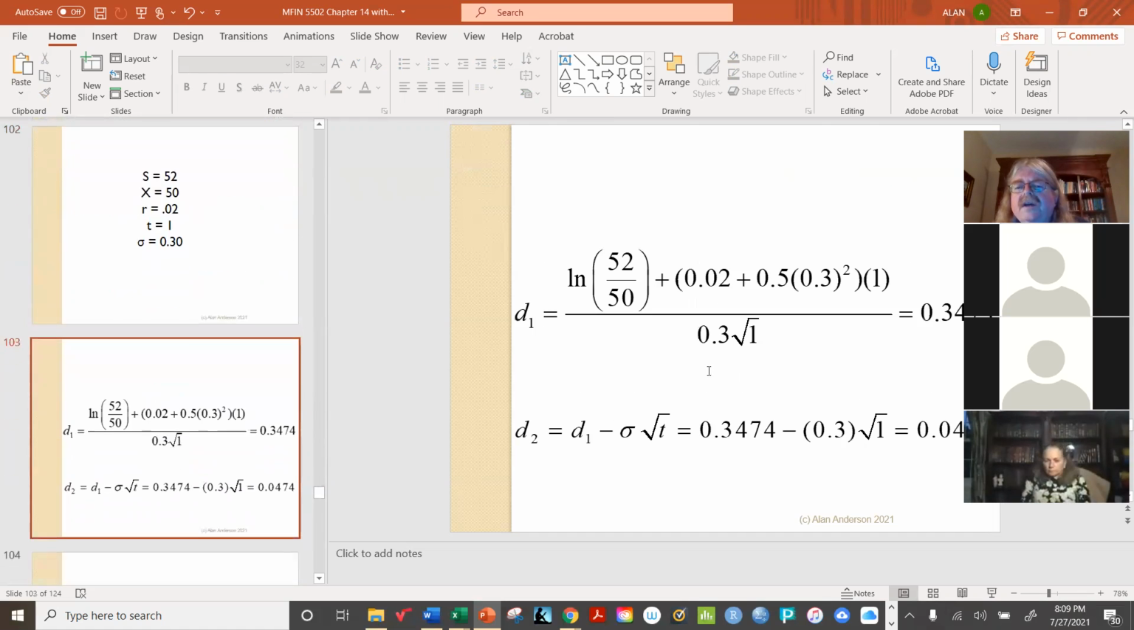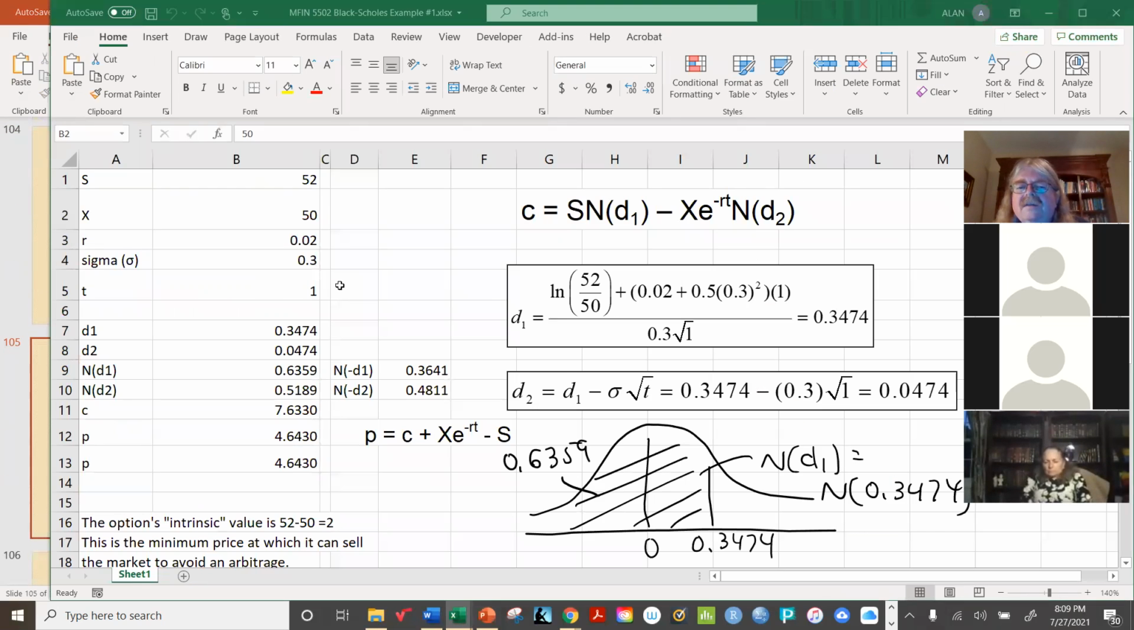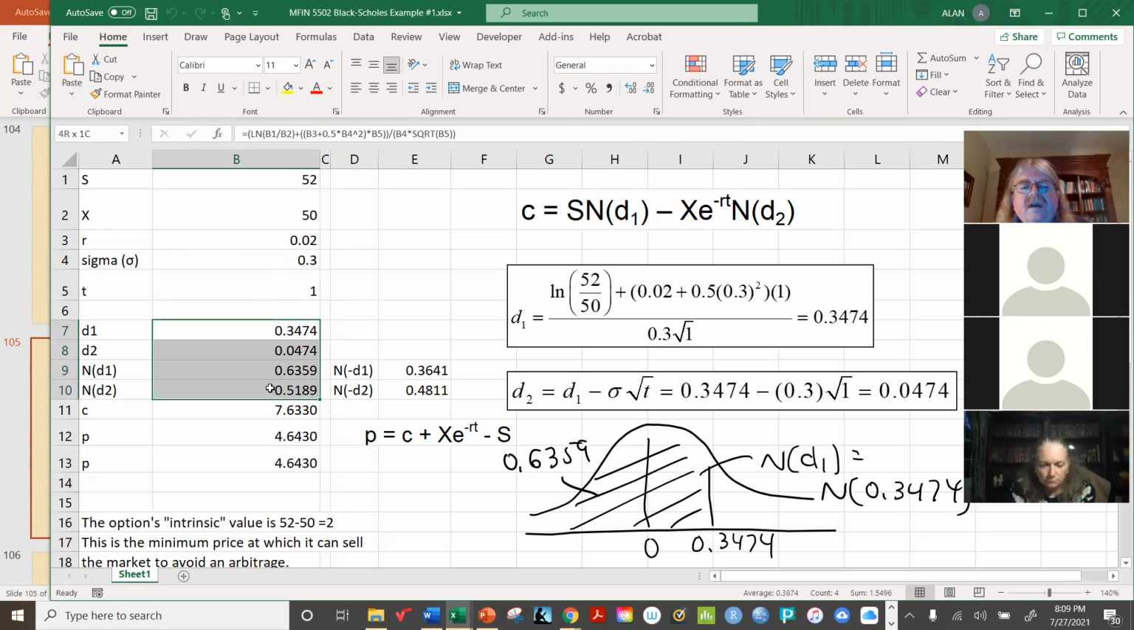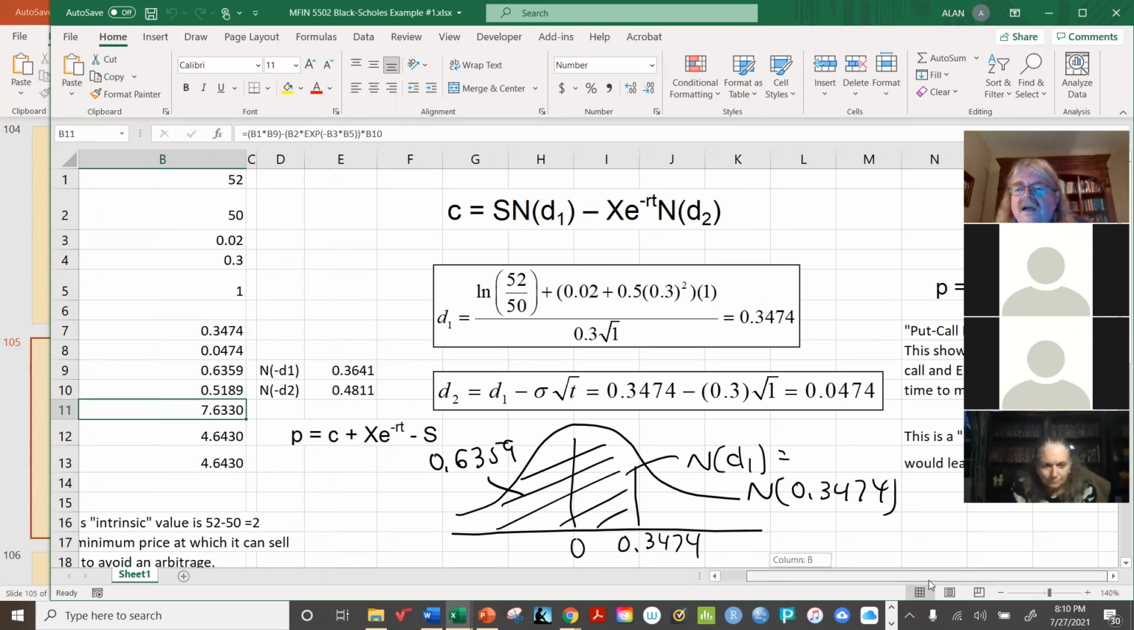Now, we could go through all the equations here, but in Excel, look what I've done for you. So the stock price is 52, the strike is 50, the risk-free rate is 2%, the volatility is 30% per year, and the time to maturity is a year. So all the intermediate calculations are done for you here, and right here, that's the appropriate price of the call option, about $7.63. It's all done. I'm sparing you all the gruesome details.